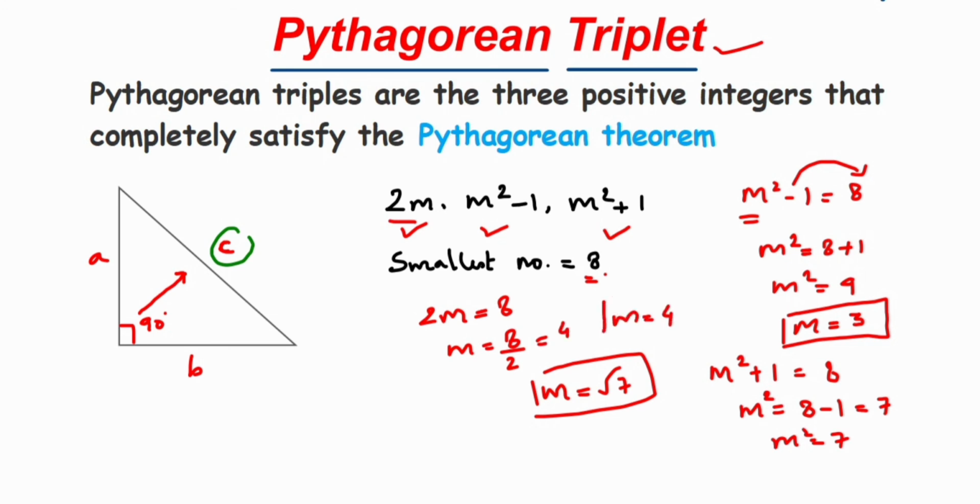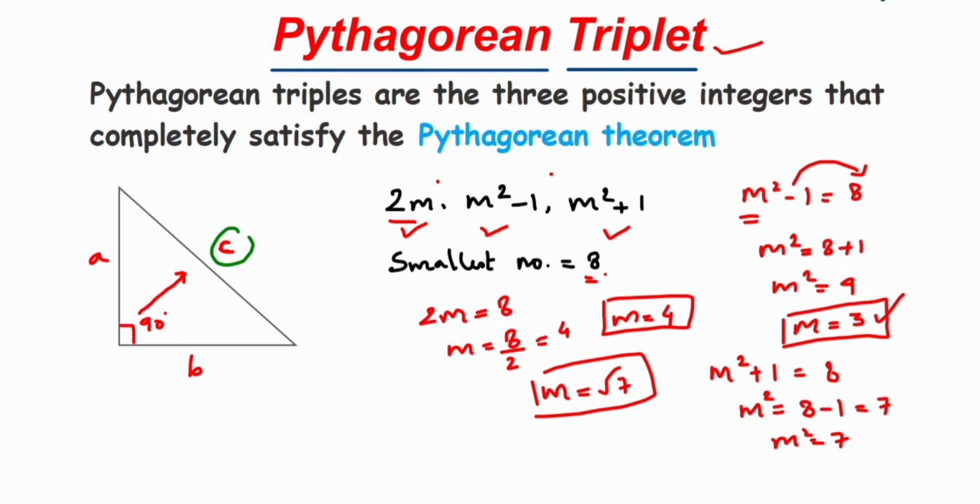So what I want to conclude from here is, if I take m value equal to 3, obviously my other two numbers will be different. If I take m is equal to 4, my other two values will be different. So what I want to say here is, all Pythagorean triplets that we find using this formula, 2m, m square minus 1, m square plus 1, are not the same. We can have other values also. It is not necessary that there's only one possible type of triplet. No, we can get other triplets also.